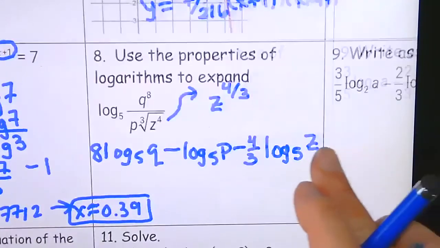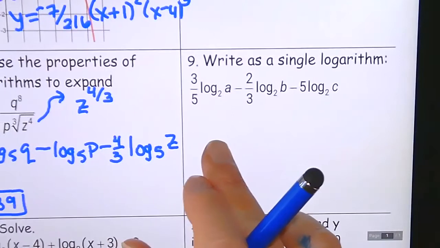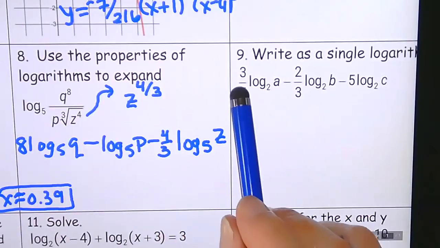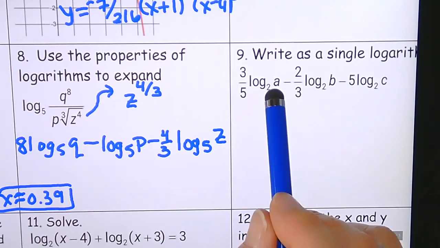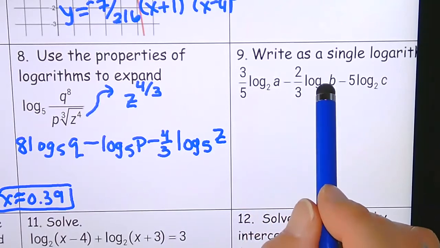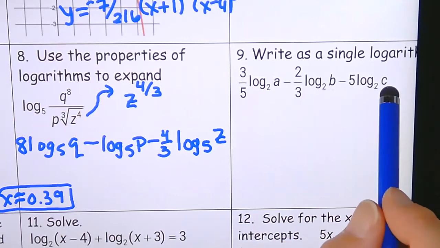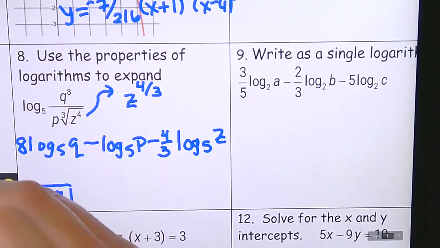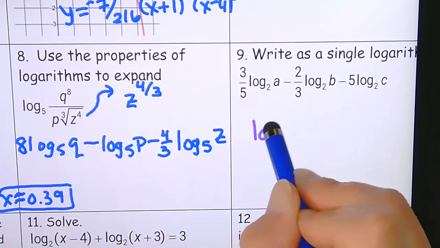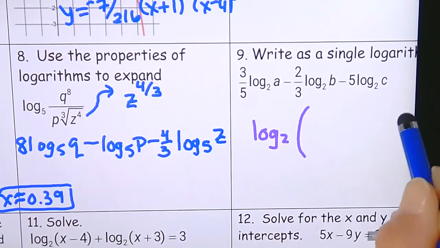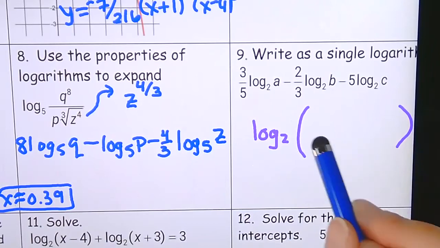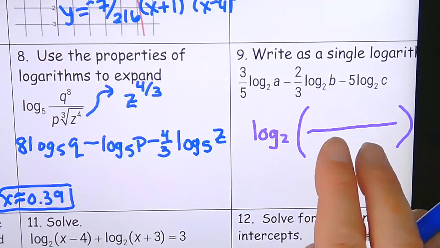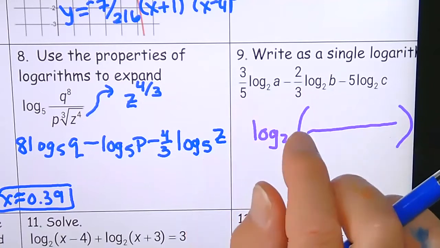On number 9, we're going the other direction. We're going to try to write this as a single logarithm. So this 3/5 is the power of a, the 2/3 is the power of b, and the 5 is going to become a power of c. Now, I should be getting a single logarithm. So let me just write log base 2 of something. Okay, and I'm going to put a fraction in it because I see some things are minusing, so those are going to be on bottom, and then this is going to be on top.